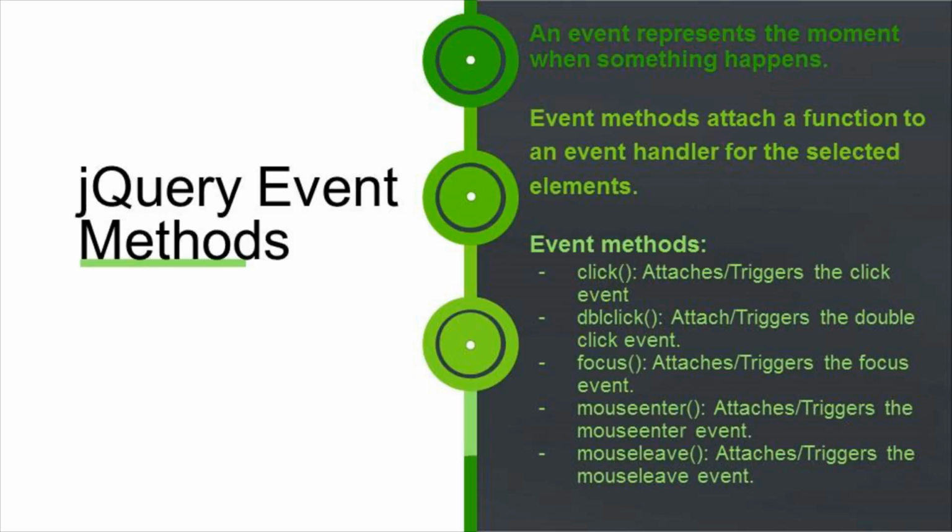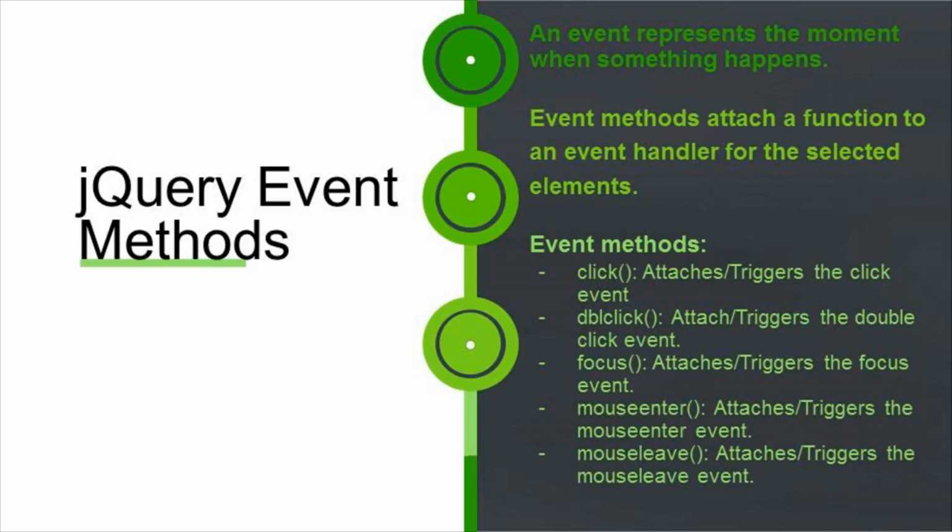What jQuery says is that once that user interacts with that button, an event handler is called, which is just a function you can define, and you can write some code letting you know that the user has interacted with that button. So again, event methods attach a function to an event handler for the selected elements on your web page. Some of the event methods are click, double click, focus, mouse enter, and mouse leave. There's tons more, but I'm just going over the basics.